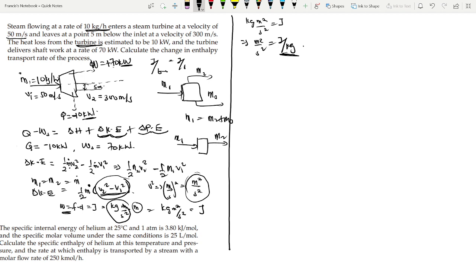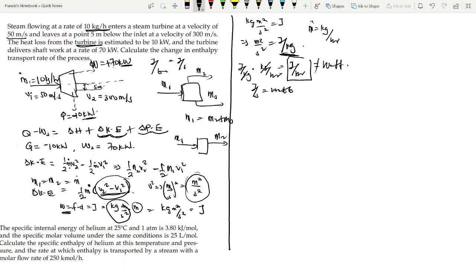But then when you multiply by the mass flow rate, because from the question the mass flow rate is in kilogram per hour, when you multiply these two, joules per kilogram times kilogram per hour, kilogram cancels kilogram, you get joules per hour. Now let's take note. Joules per hour isn't equal to what? It's supposed to be joules per second. That's what I want. So you have to convert this from joules per hour to joules per second.